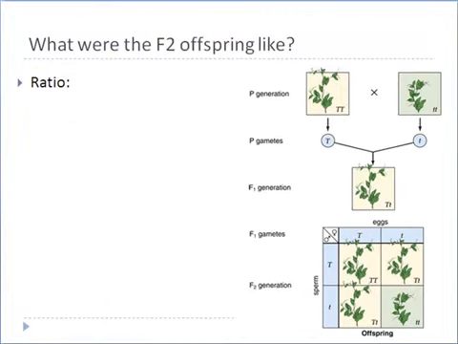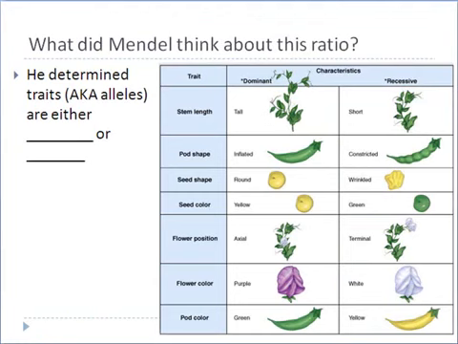Okay. This second slide here just shows what I did on the last slide. I had made myself room here on this slide and ended up not using it, but this is where we showed we get this 3-to-1 ratio. So let's go ahead and move along here and talk about how Mendel interpreted this ratio.